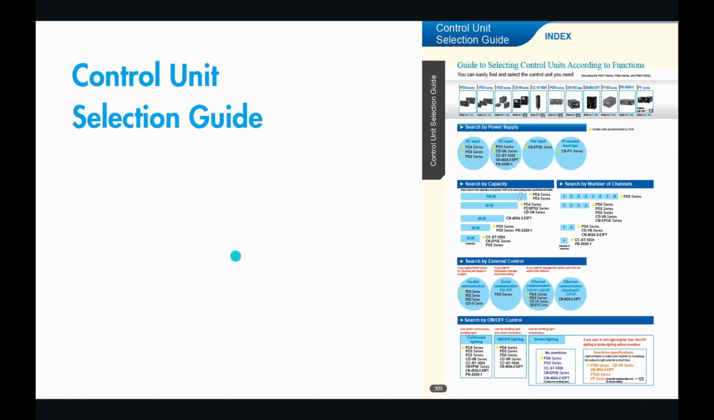There's also a control unit selection guide where it goes through how to find a power supply based on certain parameters. If you're looking by what type of external control, or if you're looking by capacity, if you need a large light, which controller series will do that. So this is just a good guide on helping you choose the right controller for your application.